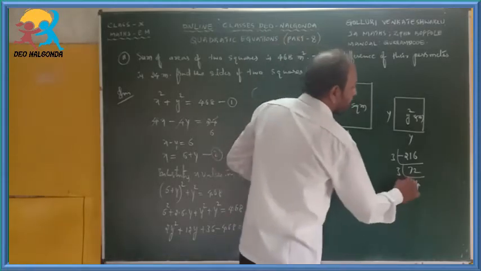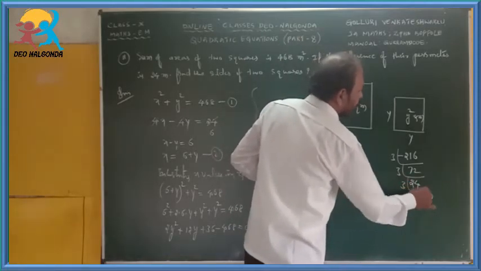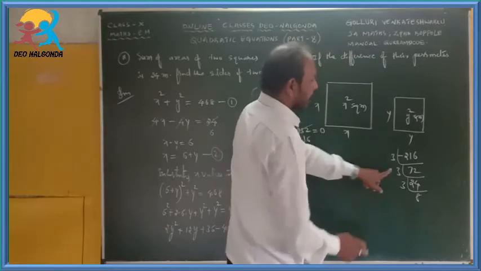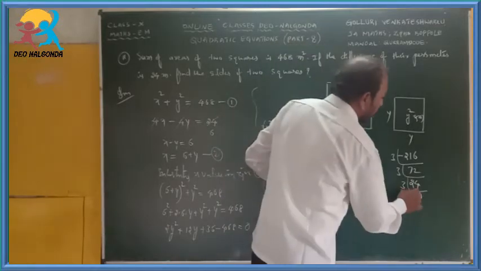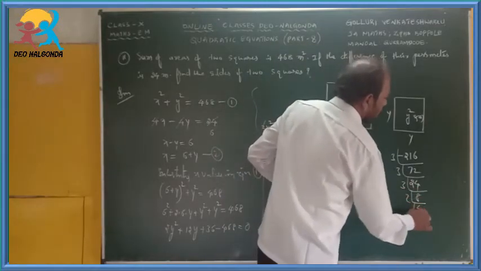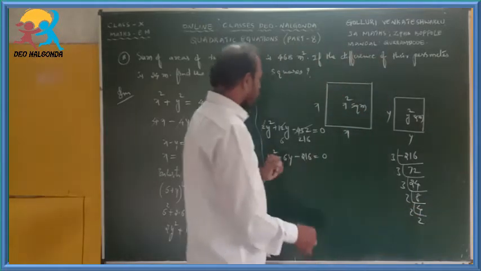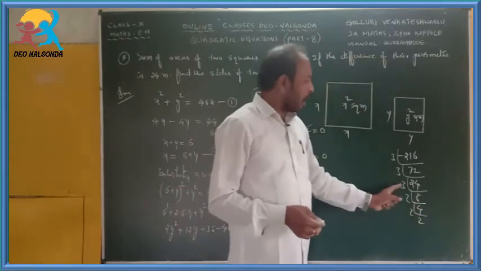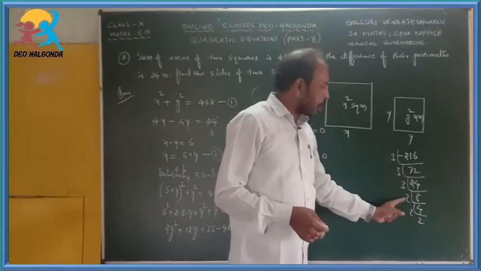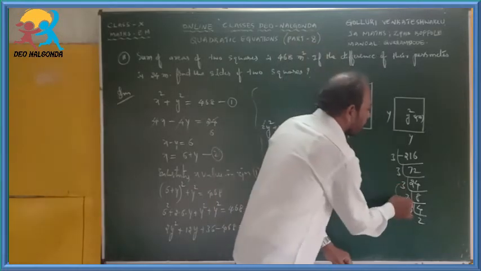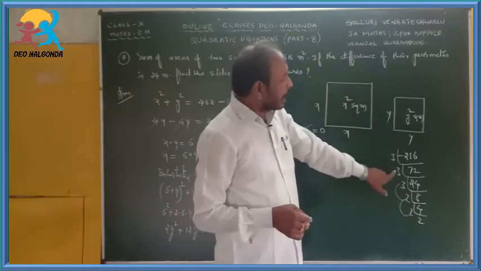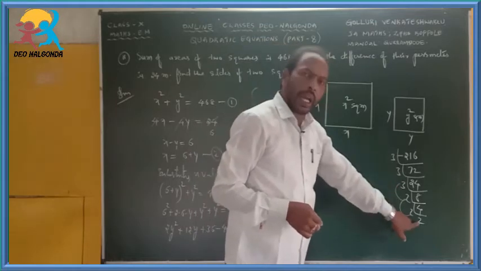So next, 3 8s are 24, 3 3s are 9, 9 3s are 27, it's not possible. So 2 4s are 8, 2 2s are 4. We need to resolve into factors. 3 2s are 6, 3 2s are 6, 6 2s are 12. Here it is, the first factor. 3 3s are 9, 9 2s are 18.